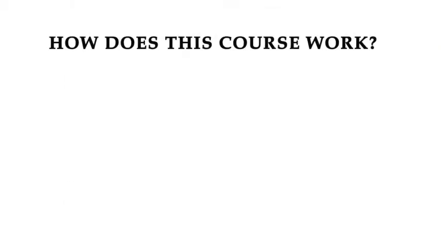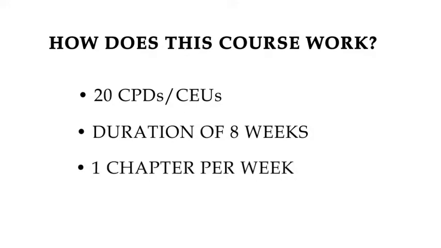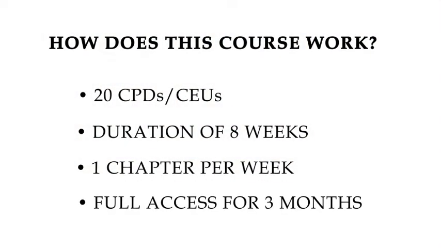So how does this online course work? Well, first you should know it's worth 20 professional development or CEU credits, and it's set up to run over 8 weeks, with one chapter being released each week, which means that you have 8 weeks, 8 chapters, but you have an additional 4 weeks at the end of the course to be able to review any of the material you wish to review or submit any of the homework assignments that will need to be done in order to achieve your certificate of completion. So in fact, even though the course runs for 8 weeks or 2 months, you have a full 3 months to be able to access the course.